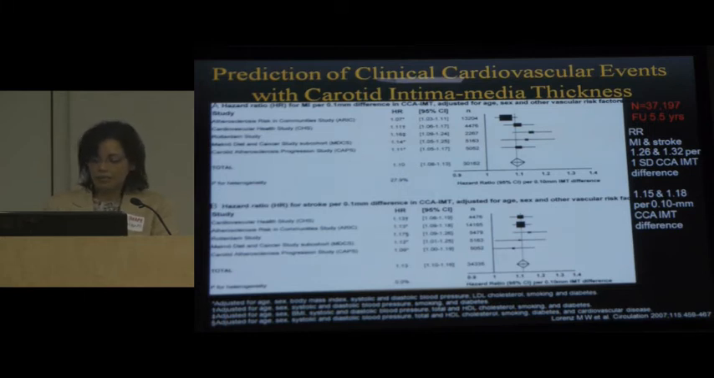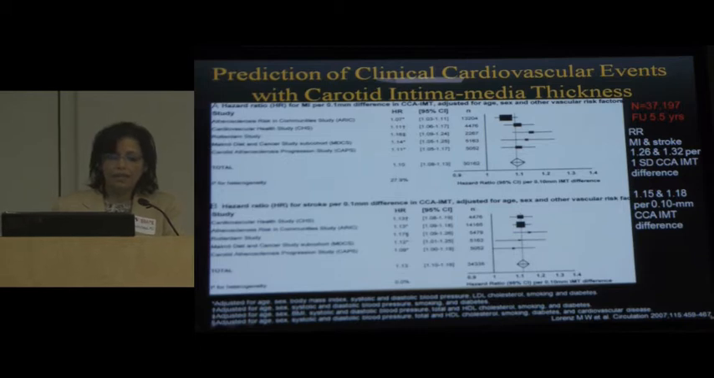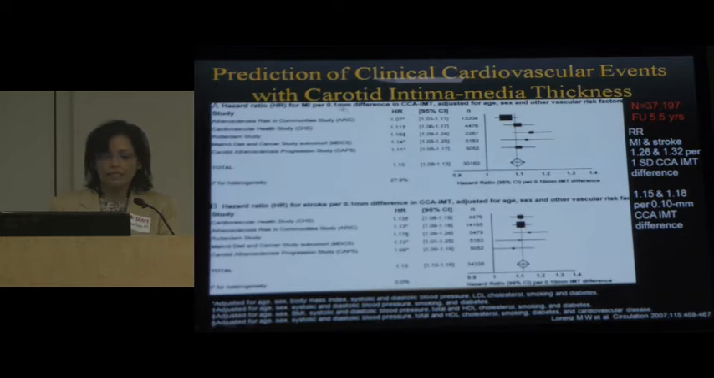This was published in Circulation in 2007, and you can see that overall, after adjusting for age, gender, and other vascular risk factors, for each 0.1 millimeter increase in IMT, there is a 10% risk of increase in myocardial infarction, and a 13% increased risk of stroke across the totality of these studies, which are all variable in how they measured IMT.